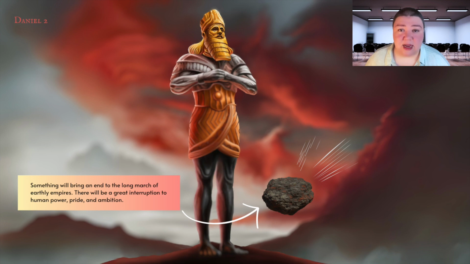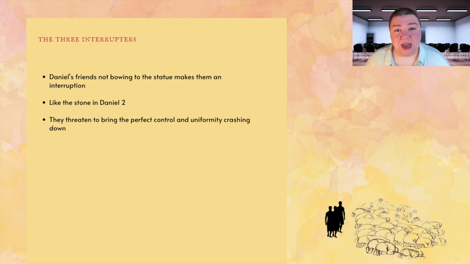Now, let's contrast that with chapter 3. Everything is going wonderfully until Daniel's friends do not bow down to the statue along with everyone else. They are the interruption, the thing which threatens to bring this perfect control and uniformity crashing down. Similar to the stone in chapter 2, they rebel now with an intentional defiance. And do you remember how we looked at repetition? The repetition of those there, the repetition of the instruments played, and when these are heard, everyone there is expected to bow down to the statue.